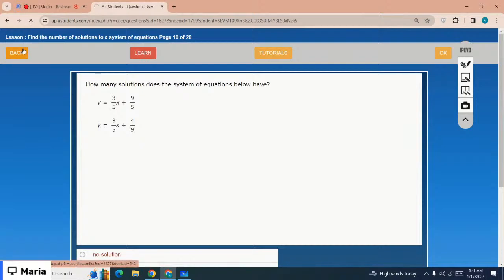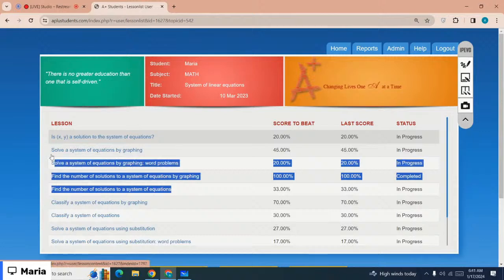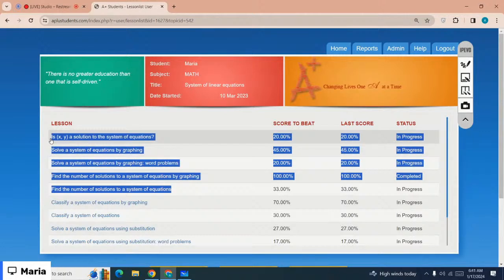So we are working on grade 8 math. The chapter we're working on is system of linear equations, and the lessons we have covered today are: is (x, y) a solution of the system of equations, solve a system of equations by graphing, solve a system of equations by graphing word problems, which you have to do on your own, and find the number of solutions to a system of equations by graphing. So please make sure before the next session you complete all the practice questions by yourself later today.